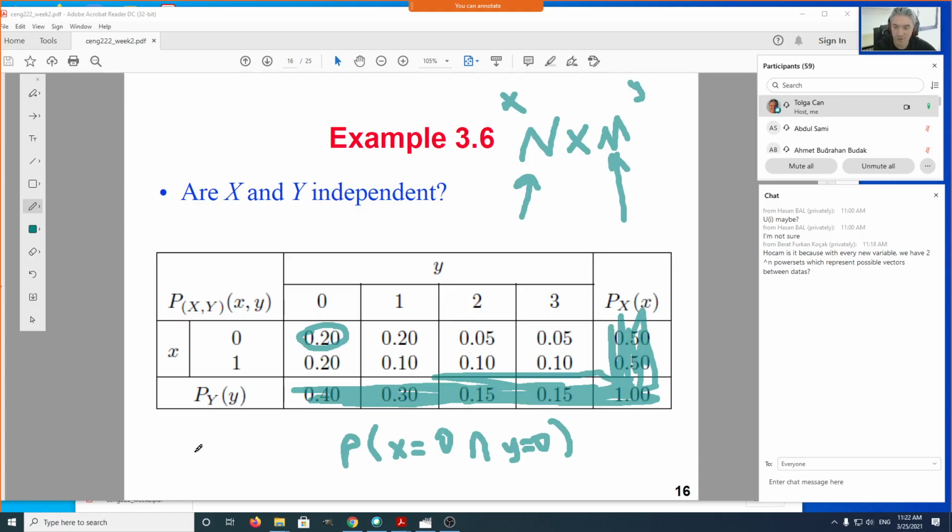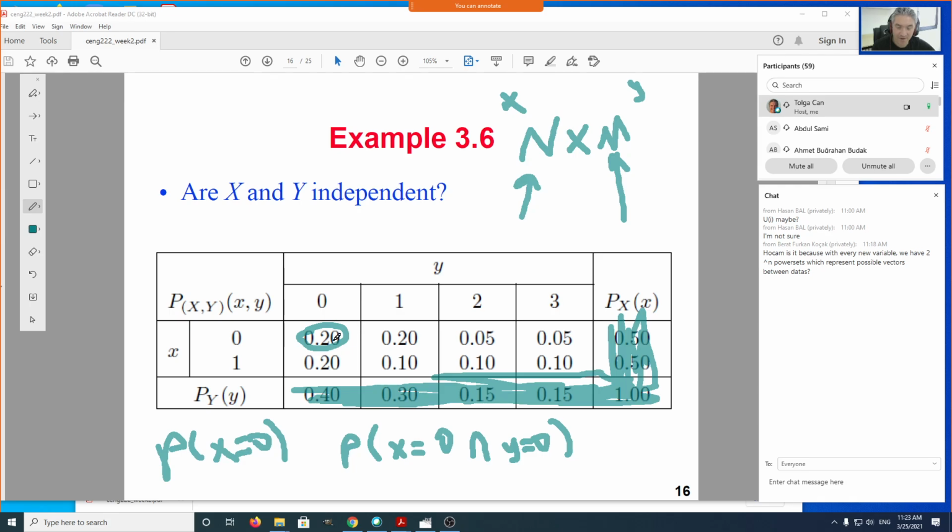Now, in order to figure out the individual probability of x equal to 0, which is not given in this table, we know the law of total probability. X is equal to 1 simply is the addition of all these. Y is equal to 0, y is equal to 1, y is equal to 2, and y is equal to 3 are mutually exclusive and exhaustive events. These are all the possible values y can take.